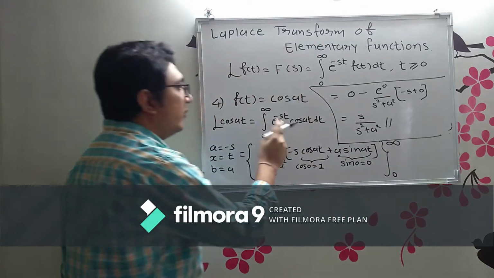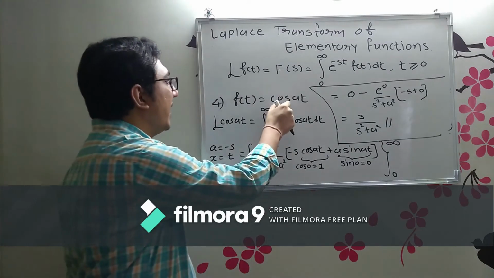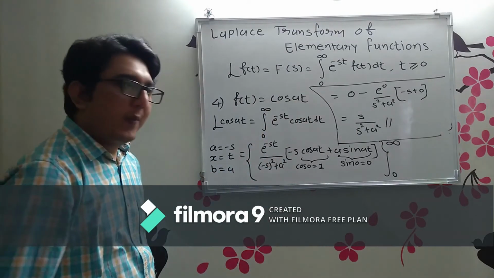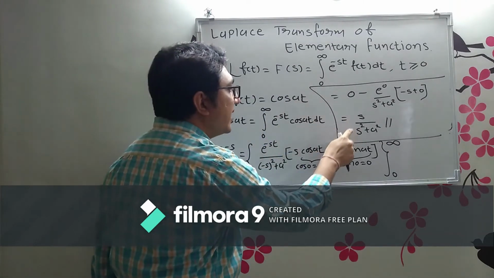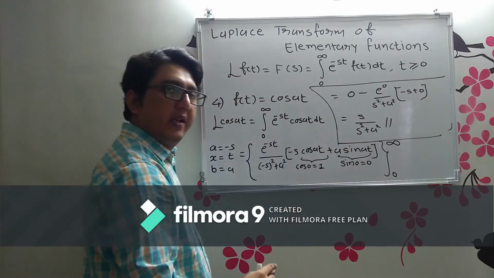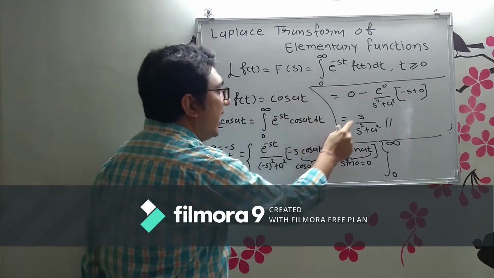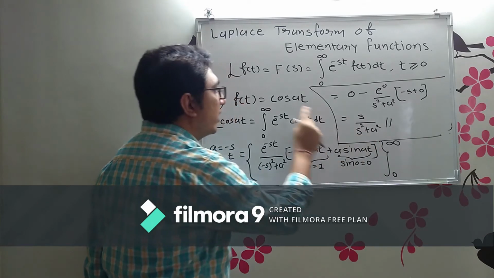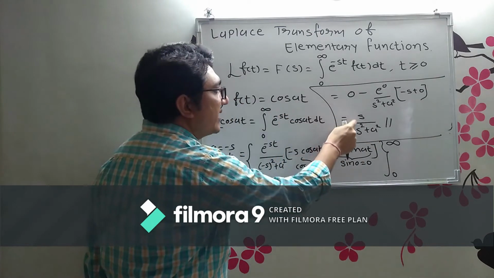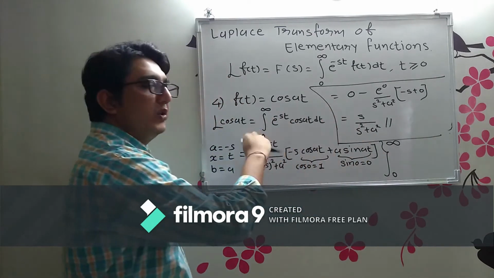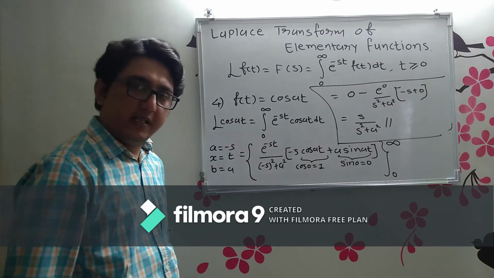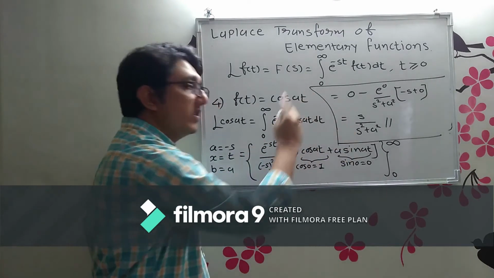So friends, you have a new formula of Laplace of cos at. Laplace of cos at is s upon s square plus a square. Laplace of cos 2t, s upon s square plus 4. Cos 3t, s upon s square plus 9, and so on. You can derive all the formulas, right? So this is once again an interesting formula.